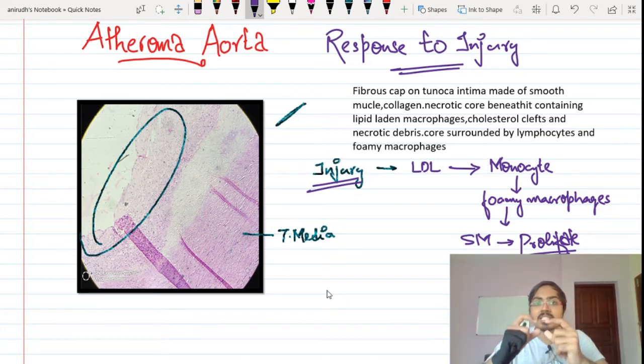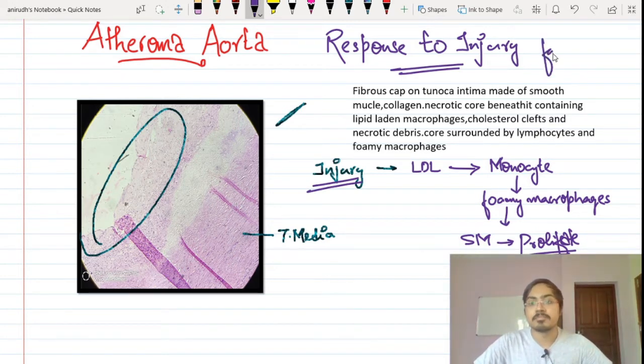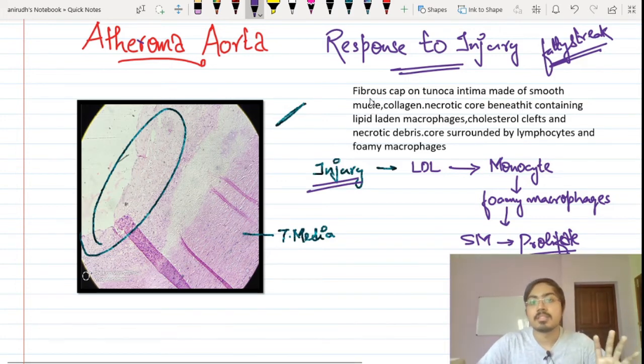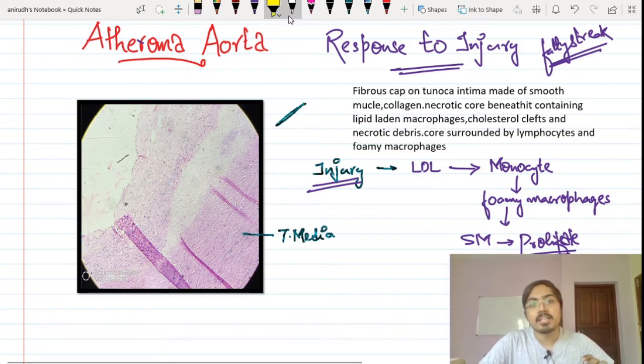So these simple things are the initial lesions which are progressing towards an atheromatous plaque. These are called the initial lesions or the fatty streak. Fatty streaks are the initial lesion. And then as it progresses, it becomes an atheromatous plaque, like what is shown over here. We are supposed to know the structure of the atheromatous plaque, which is somewhat like this.